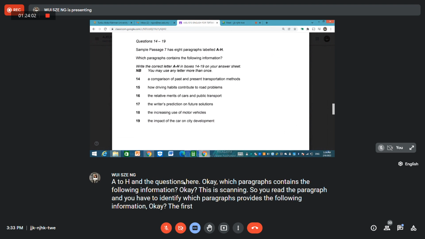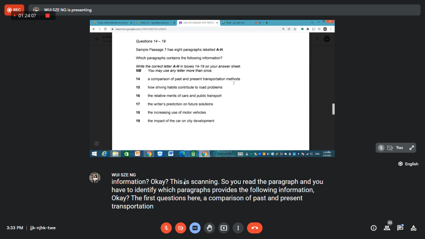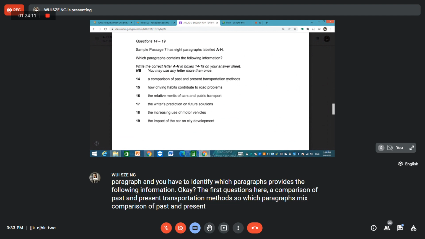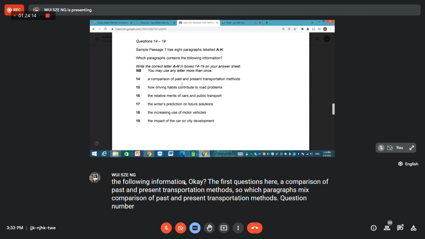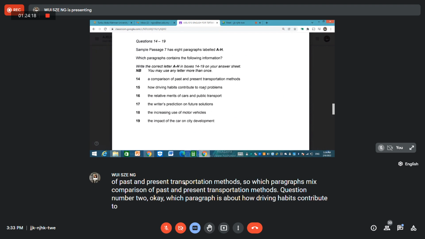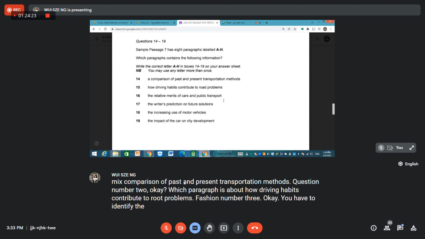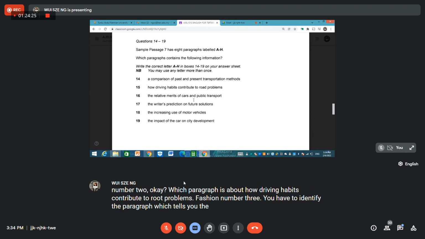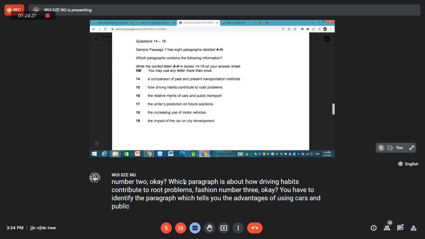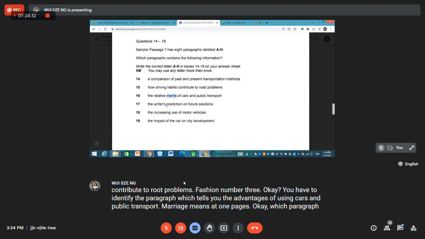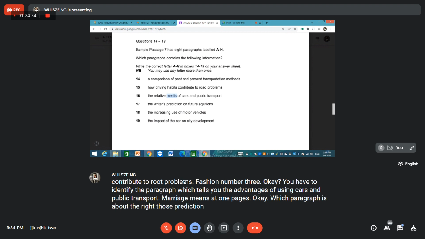The first question here: a comparison of past and present transportation methods. So which paragraph makes a comparison of past and present transportation methods? Question number 2: which paragraph is about how driving habits contribute to road problems? Question number 3: you have to identify the paragraph which tells you the advantages of using cars and public transport. Merits means advantages.